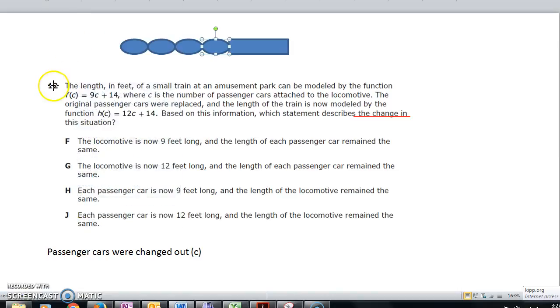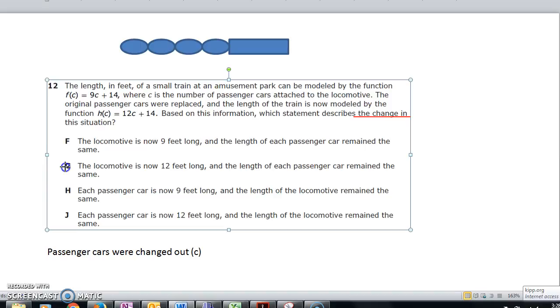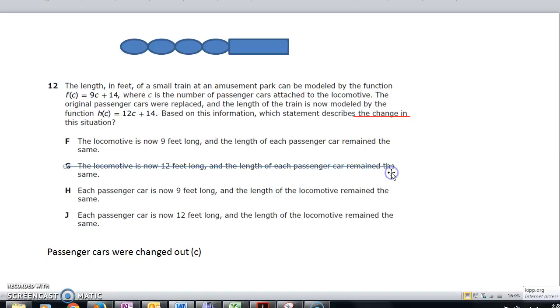Let's cross some answer choices out. For the first two, F and G, notice that it's saying that the locomotive has a different length and that the passenger car stayed the same. That's not true. What happened was the passenger car changed because we said the passenger cars were changed out. So it can't be F or G because the length of the passenger car definitely changed. So it's not G, and it's not F.